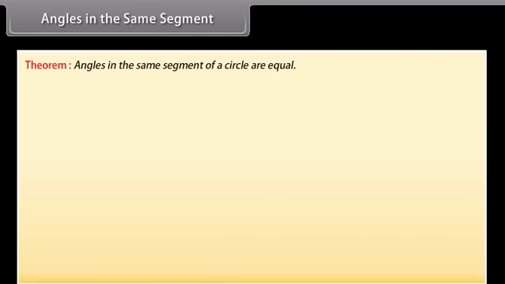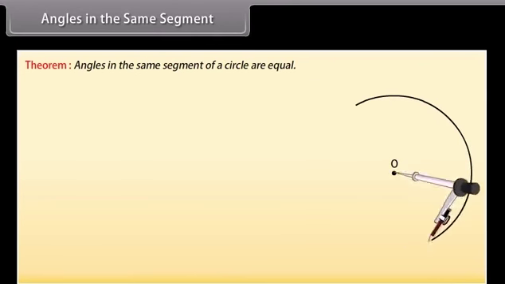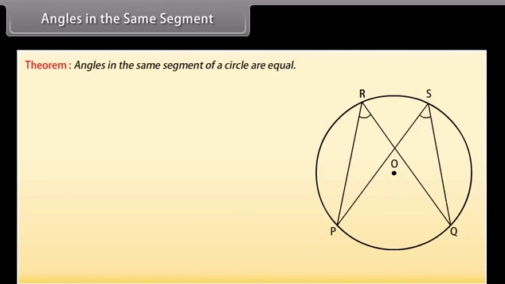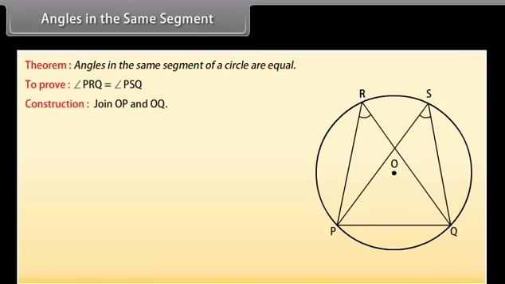Angles in the same segment. Theorem: angles in the same segment of a circle are equal. Given a circle with center O, and the angles PRQ and PSQ in the same segment formed by the chord PQ or arc POQ. To prove angle PRQ is equal to angle PSQ. Construction: join OP and OQ.